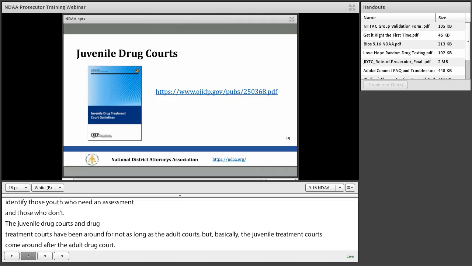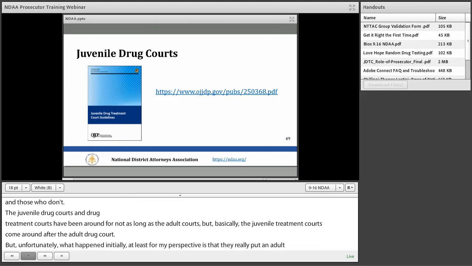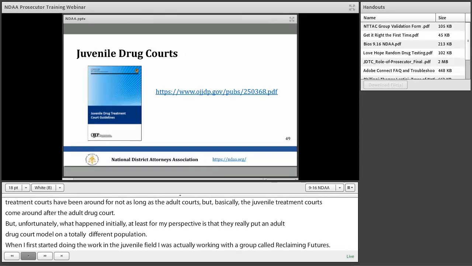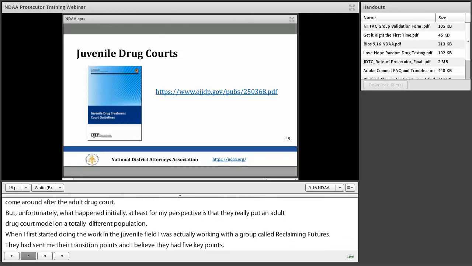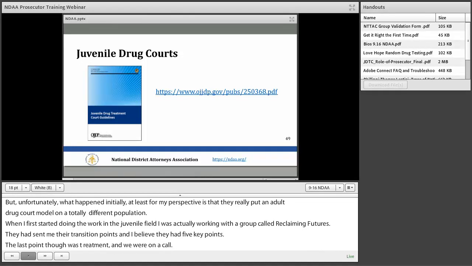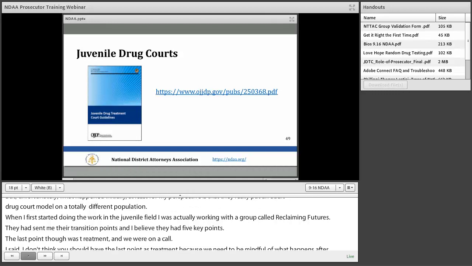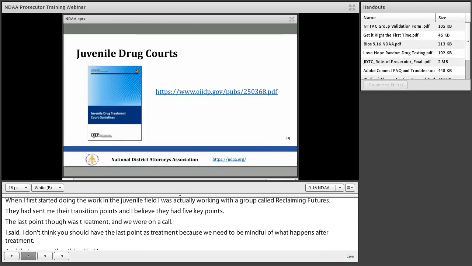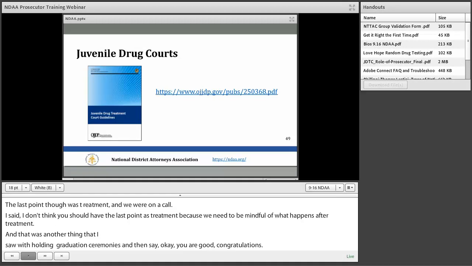When I first started doing the work in the juvenile field, I was working with a group called Reclaiming Futures, and they had sent me their transition points, I believe it was 5 key points. And the last point was treatment. We were on a call, and I said, I don't think you should have the last point as treatment, because we need to be mindful of what happens after treatment. That was another thing I saw, holding graduation ceremonies and then saying, okay, you're good, congratulations, you're done. And the reality is, if you're going to treatment, you don't graduate from substance use disorder. You change things, and you have to sustain that change.